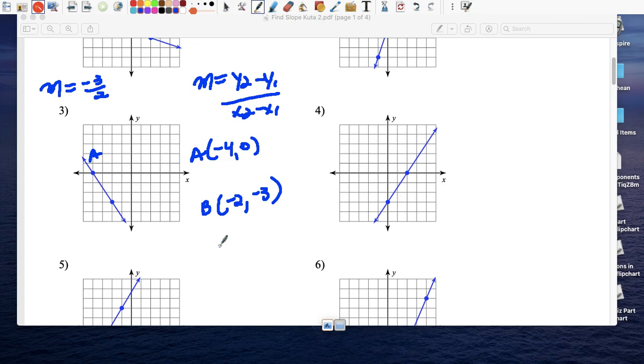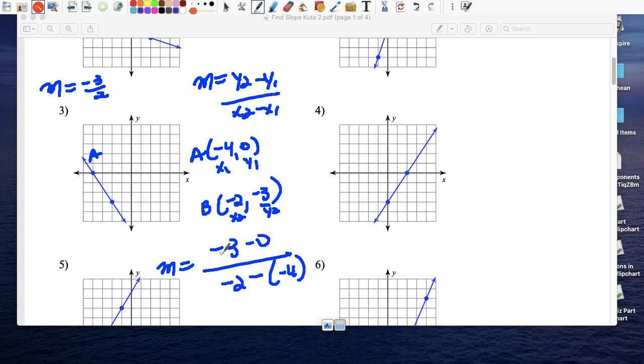So y2 minus y1, we get negative 3 minus 0, right? Negative 3, so sorry, x1, y1, x2, y2. So negative 3 minus 0 over negative 2 minus negative 4. Well, negative 3 minus 0 is just negative 3, so that's what I get on top. And at the bottom, 2 minus negative 4 is the same thing as negative 2 plus 4, which just gives me 2. Look at that.